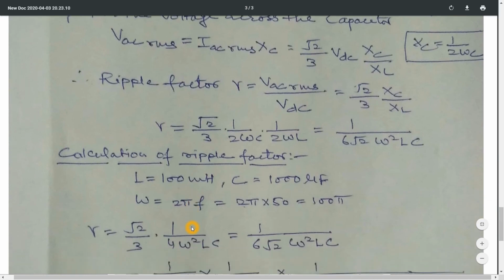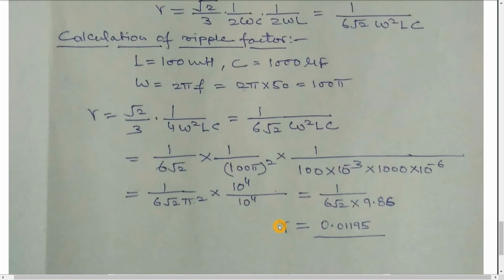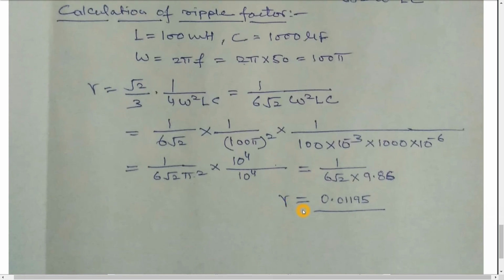Now, by taking the value of L equal to 100 millihenry and C equal to 1000 microfarad, at frequency omega equal to 2 pi f is equal to 100 pi, we can find out the ripple factor value by formula 1 upon 6 root 2 omega square LC. In this case, ripple factor will be equal to 0.01195, which is much smaller than ripple factor of the full wave rectifier. So this circuit is more effective than simple inductive filter and capacitive filter.